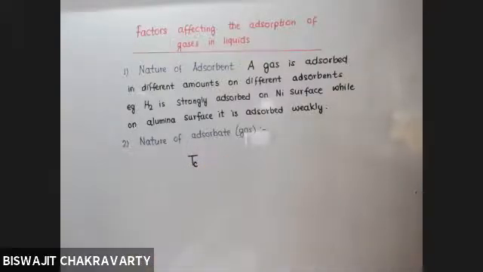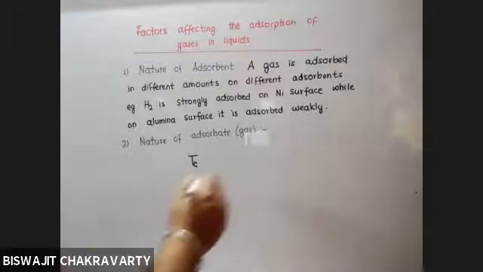Critical temperature is that temperature above which any gas cannot be liquefied. Every gas has a particular temperature below which only the gas can be liquefied. And this critical temperature differs from gas to gas. If the critical temperature is very low, we say that the gas is difficult to be liquefied.